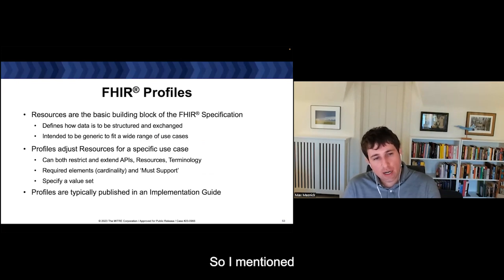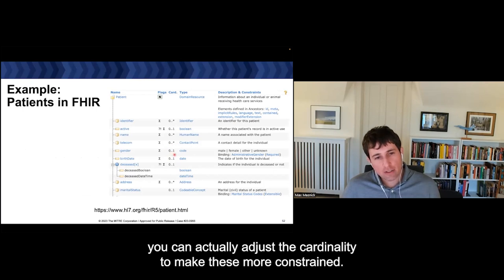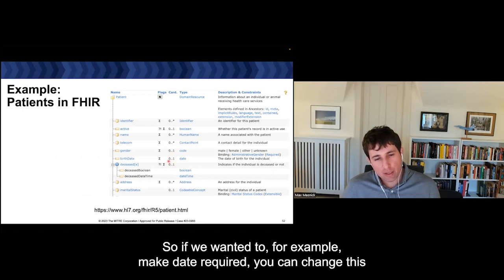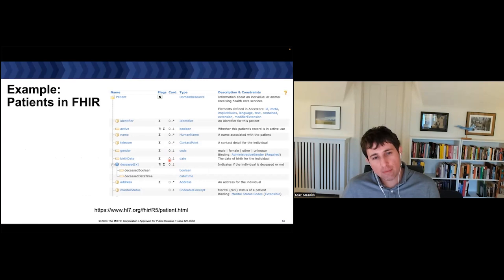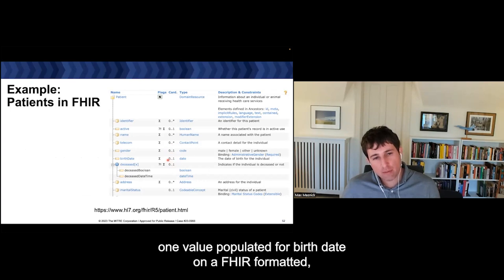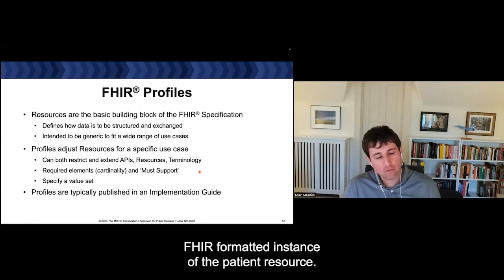So I mentioned cardinality on the previous slide. Here we see a cardinality of 0 to infinity or 0 to 1. In a profile, you can actually adjust these cardinalities to make these more constrained. So if you wanted to, for example, make birth date required, you can change this minimum value to a 1 here, which means that there would have to be exactly one value populated for birth date on a FHIR formatted instance of the patient resource.